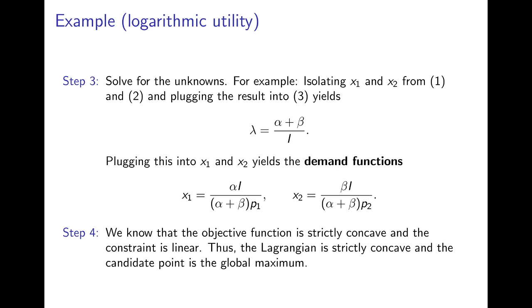So in this case, the prior knowledge about the utility function and the constraint allows us to make these statements already without checking the second order condition.